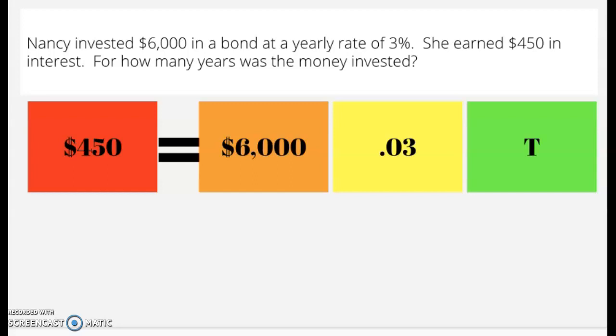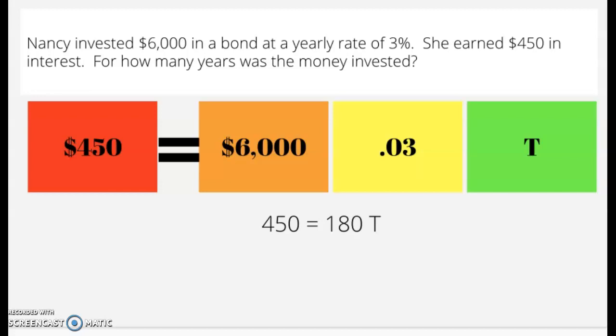If you placed your boxes correctly, you should have had 450 equals 6,000 times 0.03 times t. Now, in order for us to solve this, we need to do some combining of like terms. So on the right side, you can see how we can multiply 6,000 times 0.03 to simplify this problem a little bit. When we simplify, you get 450 equals 180t.